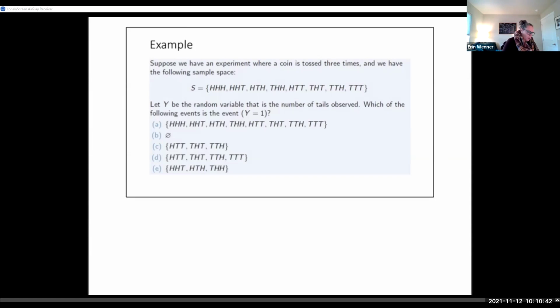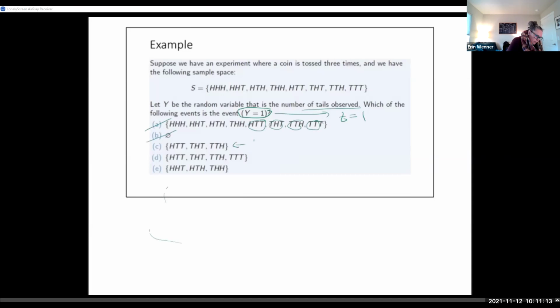Okay, so if we just want y equal to 1, and remember, what is y? We have declared that y is the number of tails observed. So y equaling 1 means we want tails to equal 1. In outcome A, we have situations where we have 2 tails happening and 3 tails happening. So that's not going to work for us. B is the null set, which means that it doesn't happen at all, which is not true. We can get a tail.